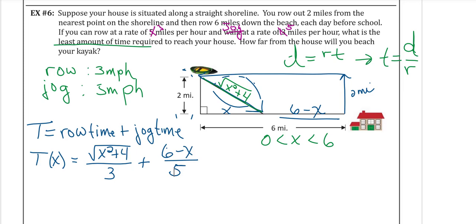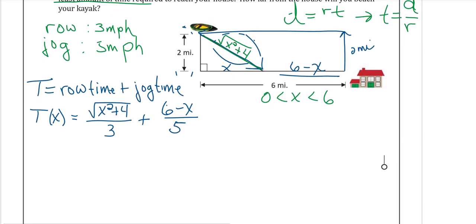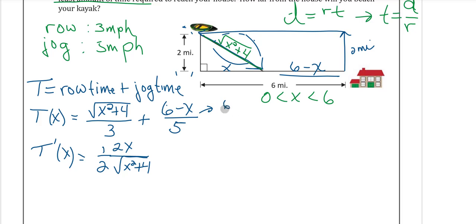So now what we can do is we can take the derivative of our time function. So here we're going to get the 1/2, we're going to get a 2x, and then in the denominator we're going to get the square root of x squared plus 4. And using the chain rule, we want to think of this part as 6/5 minus x over 5.